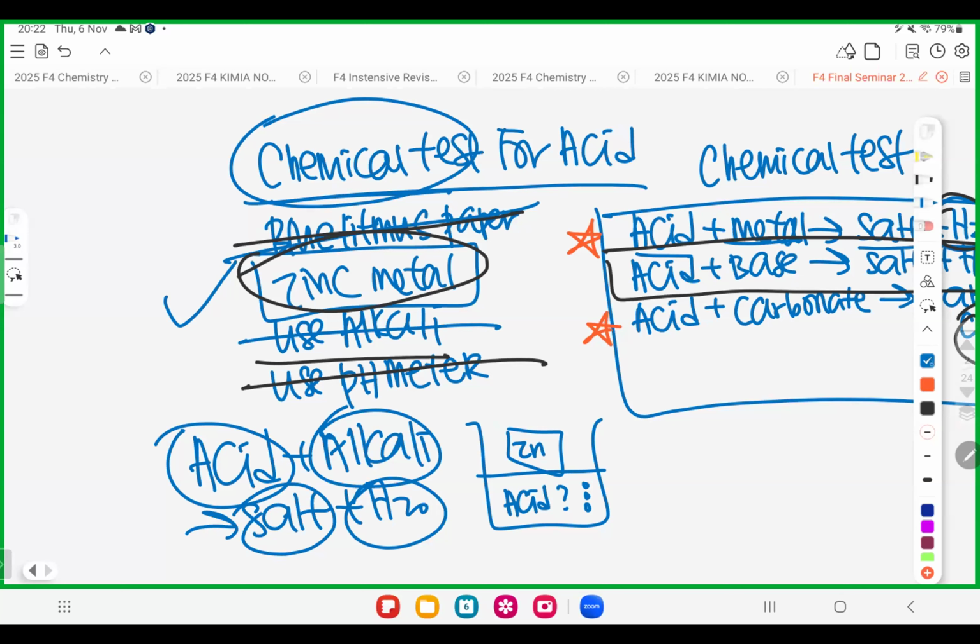So I hope everyone understands how to do chemical tests for acid. You can use either metal or carbonate only. Litmus paper and pH meter are not considered chemical tests. So let me know in the chat box, are you okay with this question? Are you okay with how to do chemical tests for acid?